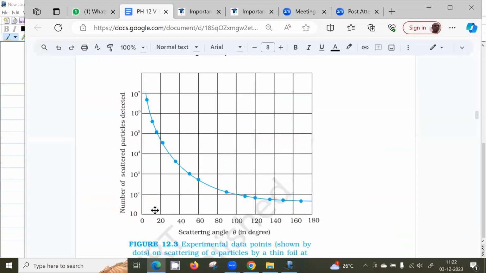So this graph shows most of the things are getting scattered at a lower angle, which is around 0 or 10 degrees or 20 degrees. So most of them are going straight. Only very few are turning back. So this can be explained.